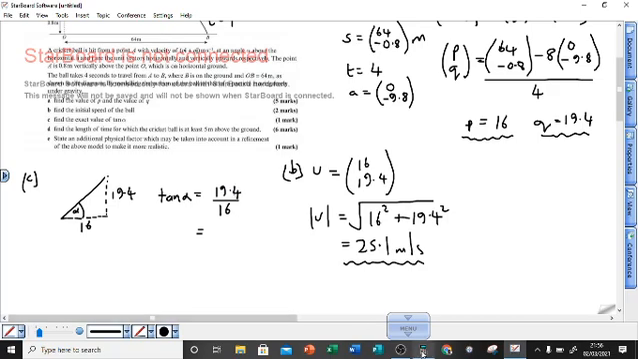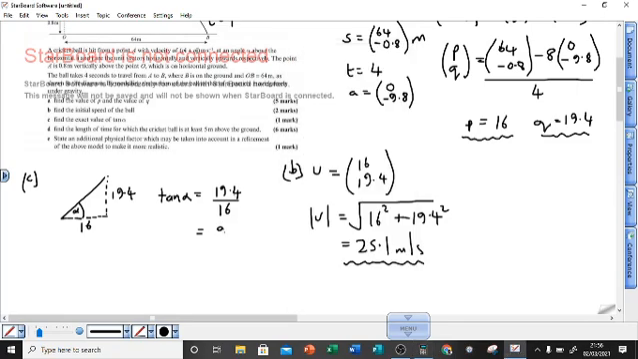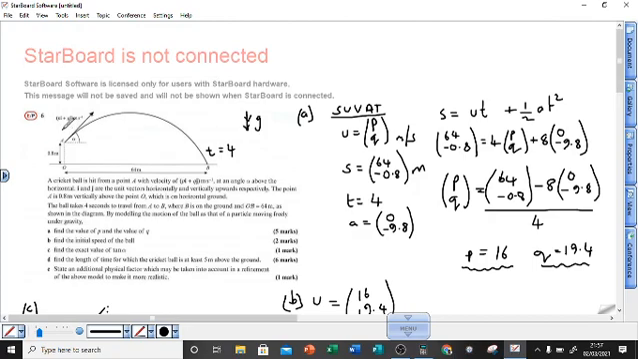19.4, start again. So delete 0.4 divided by 16 equals, and as an exact fraction it's 97 over 80. 97 over 80 is the answer for tan alpha. It says find the length of time for which the cricket ball is at least 5 meters above the ground. So 5 meters above the ground is set.